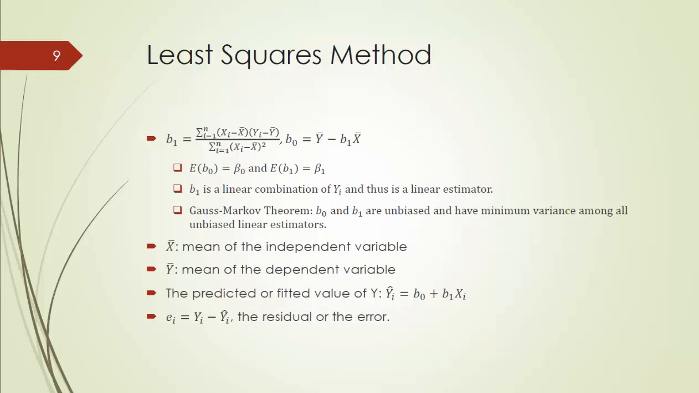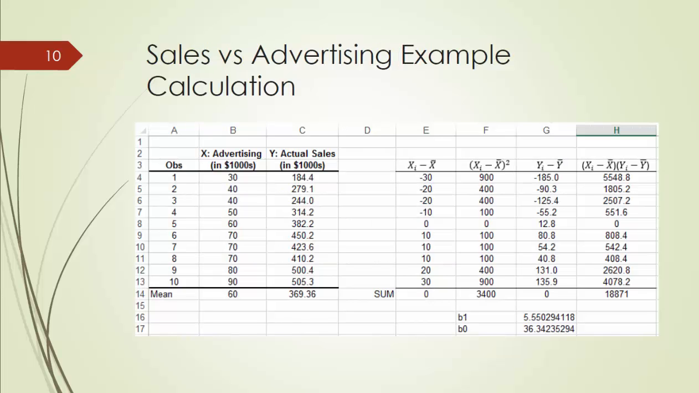Lastly, Gauss-Markov theorem also says that b0 and b1 have minimum variance among all unbiased linear estimators. Let's take a look at our sales versus advertising example and see how we can apply the formulas to find the values for b0 and b1. I did all the calculation in Excel. Here's a screenshot of the final results.